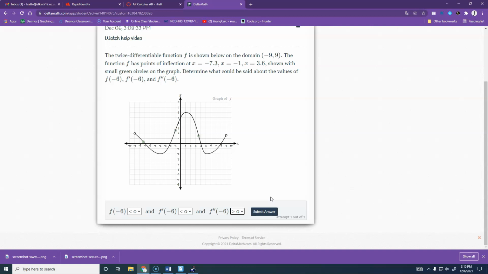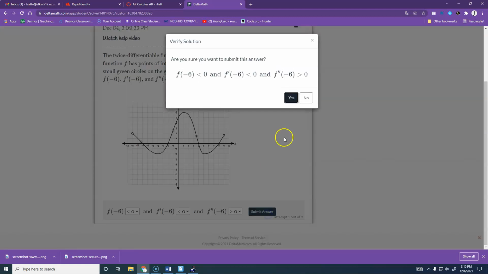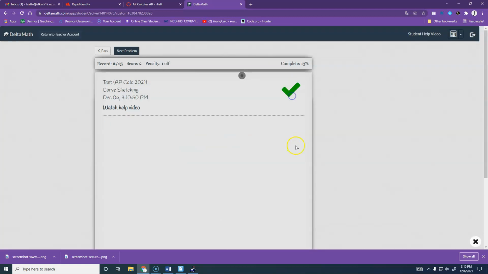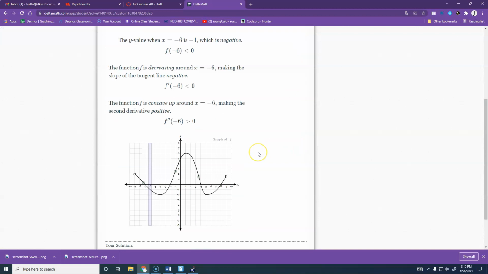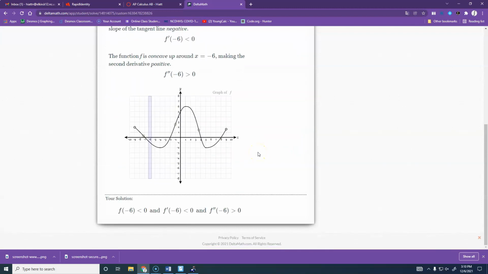So basically, f of -6, that's just like finding the point. And then f prime of 6 is basically the slope. And then f double prime is if it's concave up across. So could you straight up just look at that and tell if f double prime is positive or negative? Yes, because right here you're concave up. Since you're concave up, then you know that second derivative has to be positive.